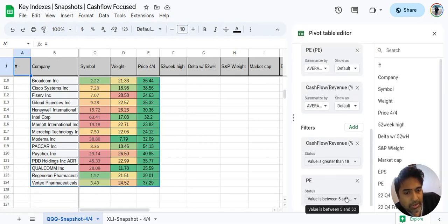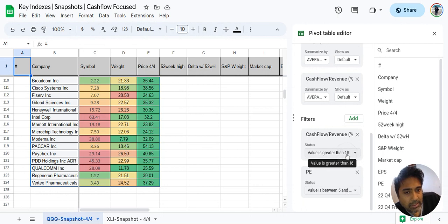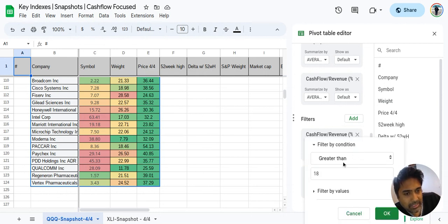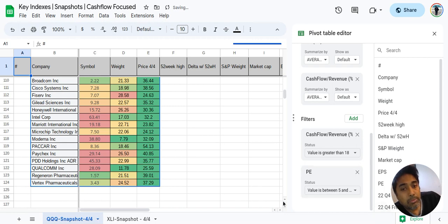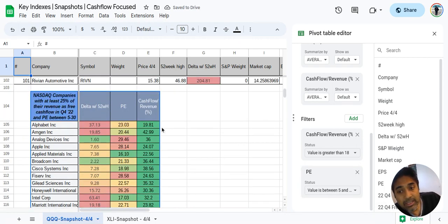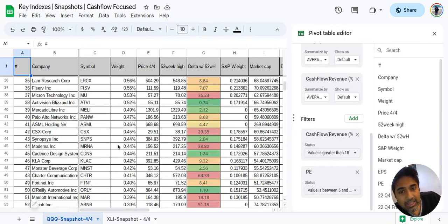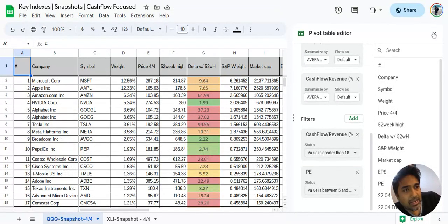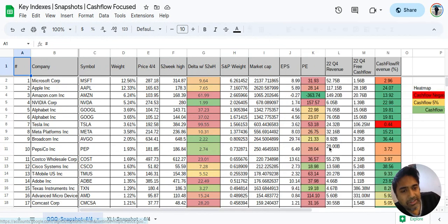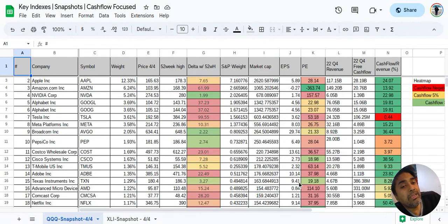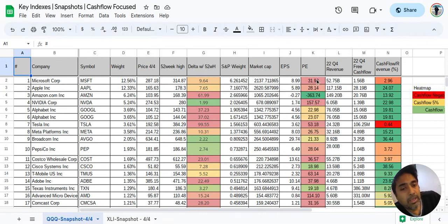So here, the cash flow in this case is greater than 18%. Your cash flow as a percentage of your revenue must be at least 18%. Then you can find out that these are the companies from this list. Now, this is your first filtering criteria, the two filtering criteria. The other thing is, you want to see that the PE of that company must not be very high.